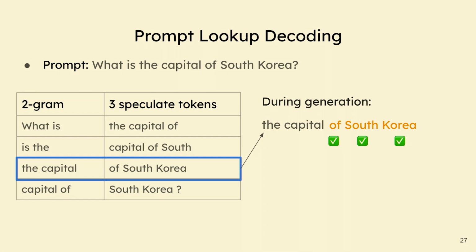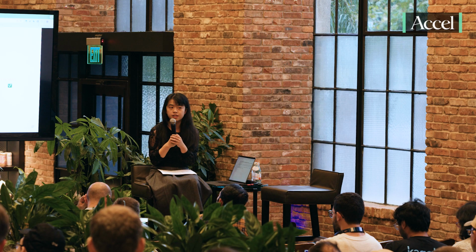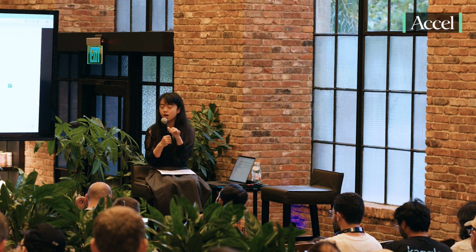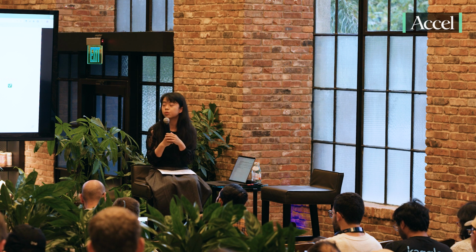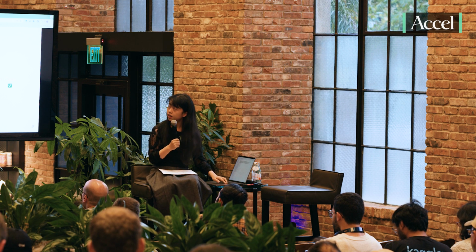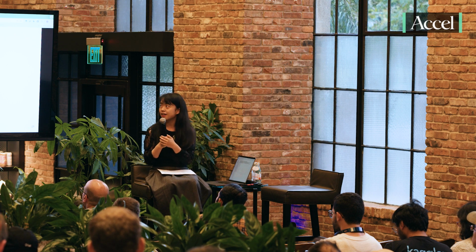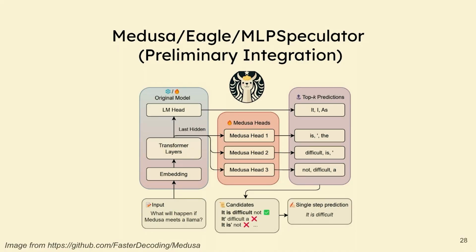So prompt lookup decoding works pretty well for summarization and question answering datasets, where the output has a big overlap with the input. We also support other speculation methods like Medusa, Eagle, and MLP speculator. So instead of using a small model, they have some additional layers or additional heads to propose tokens.